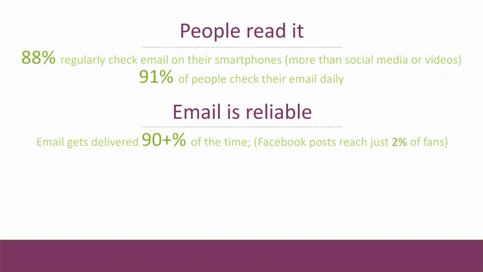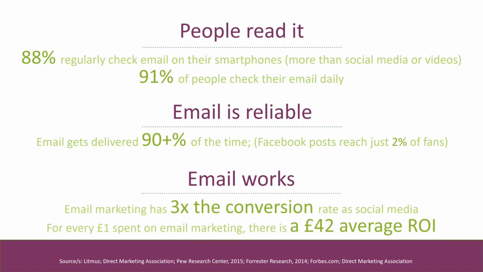Now compare that to Facebook. We've all heard about the algorithm changes in Facebook and how engagement is plummeting. Not just on Facebook, on Instagram too. There's a big lot of noise at the moment about engagement on Instagram having just plummeted. So think about that when you're looking at email, and think about the fact that it gets a 90+% deliverability rate, which means that more people see your message, and it works.